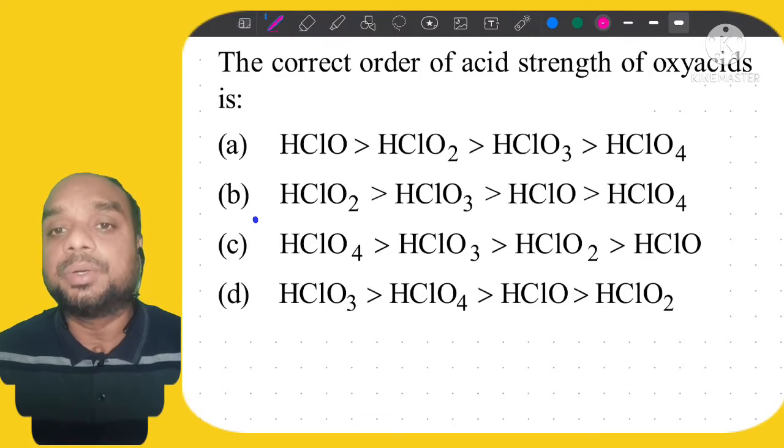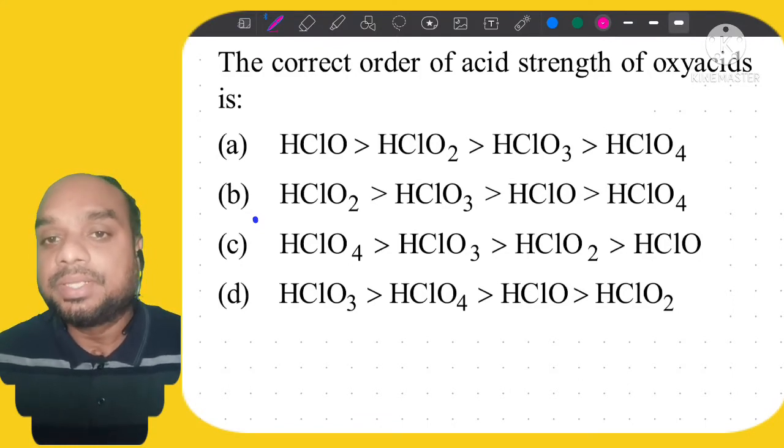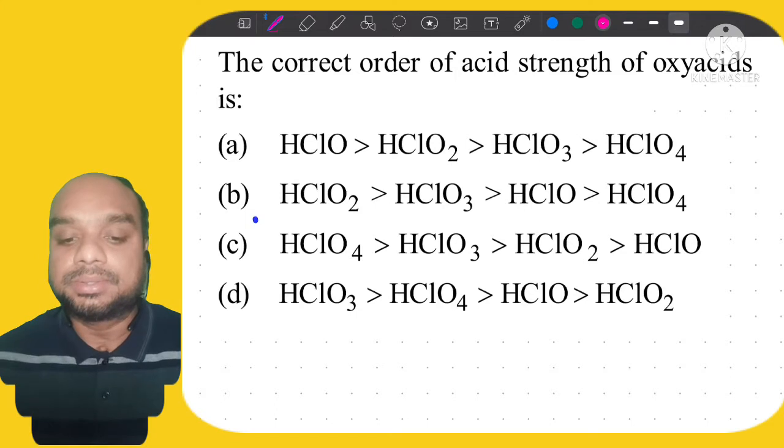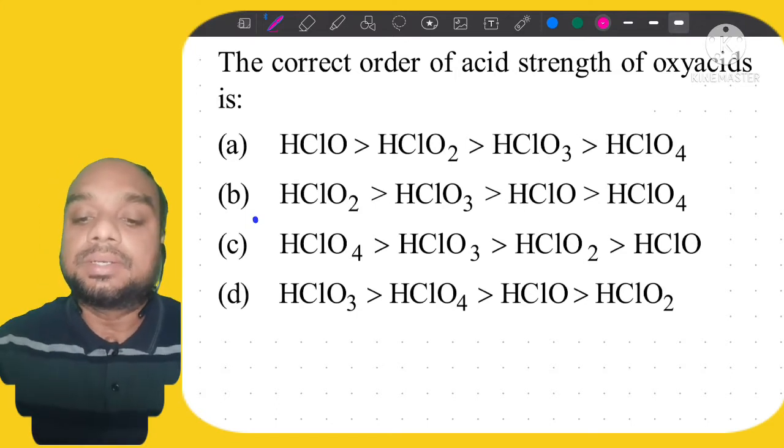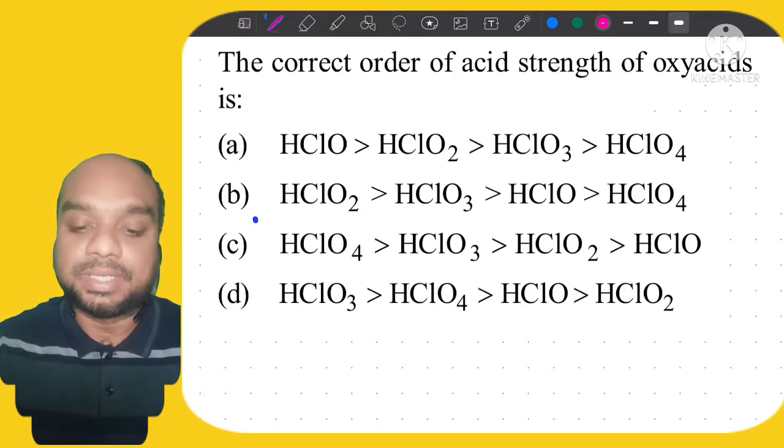Now I'm going to explain to you P block elements, group 15, 16, 17, 18 elements. Okay. First question: the correct order of acidic strength of oxyacids.